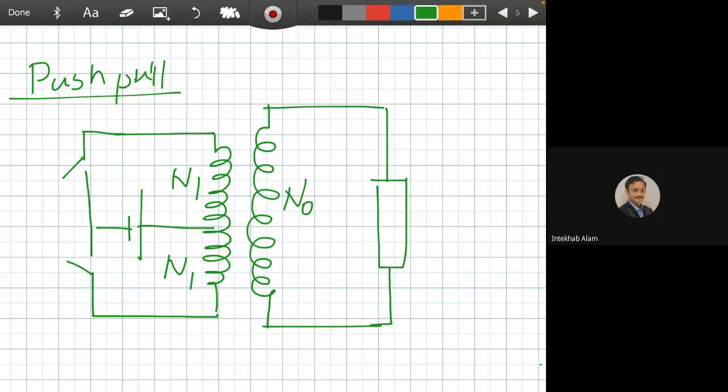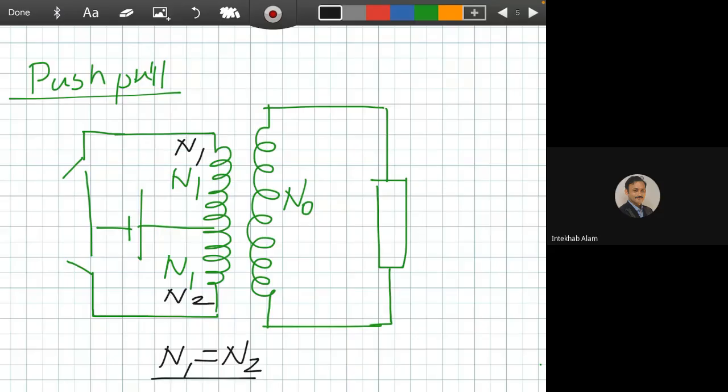If we write the upper one as N1 and the lower one as N2, we have to make it N1 equals N2. So if you want to write here N1 and here N2, you have to write N1 equals N2. You cannot make it different. So this is the basic circuit and the basic schematic of this push-pull inverter.